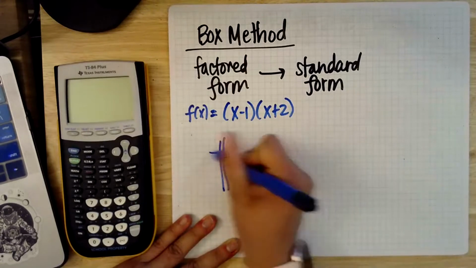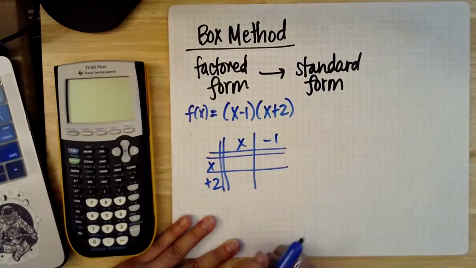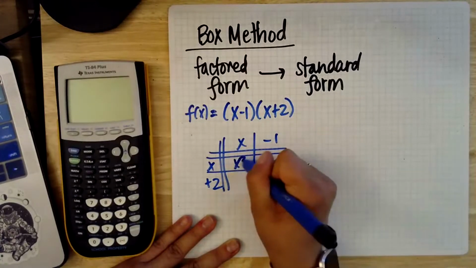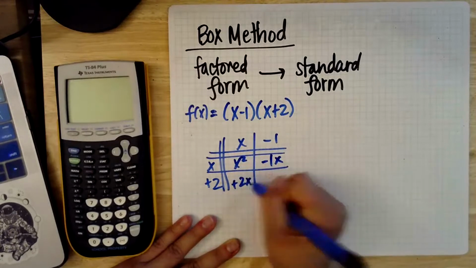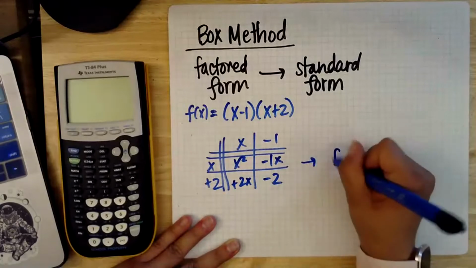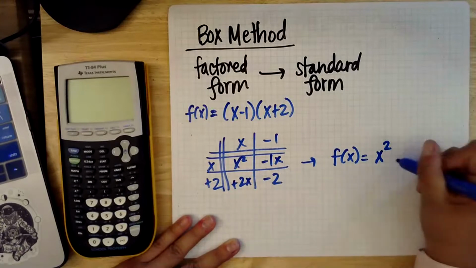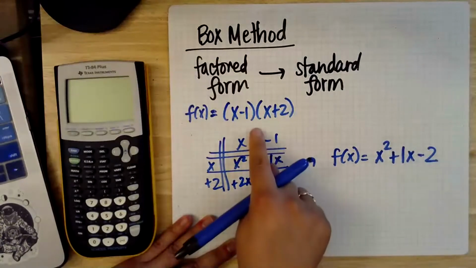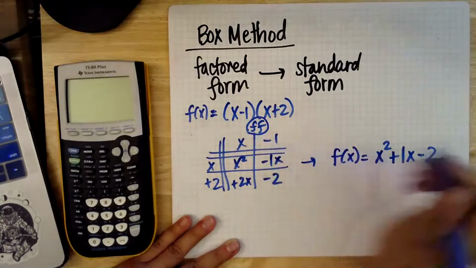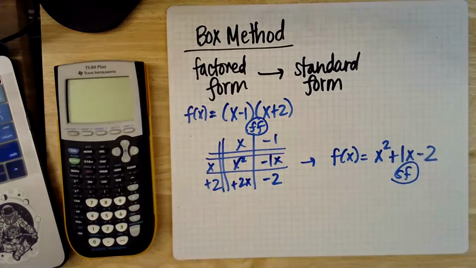So here I go. Put it into my box. So I have x squared minus 1x plus 2x minus 2. So when I add this all up, I get f of x equals x squared, negative 1 plus 2 gives me 1x, minus 2. So I went from factored form to standard form by using the box. So that's the box method.